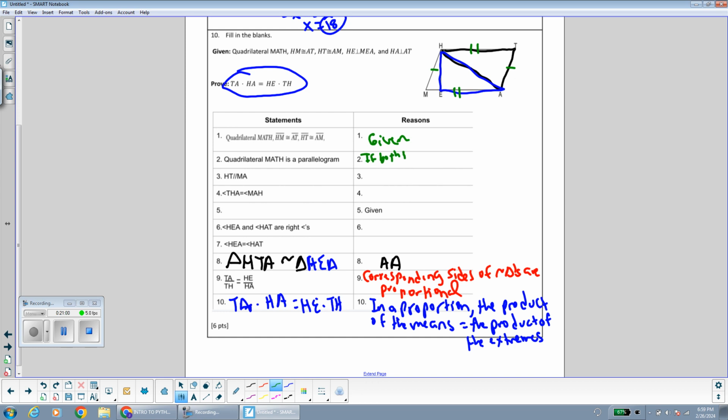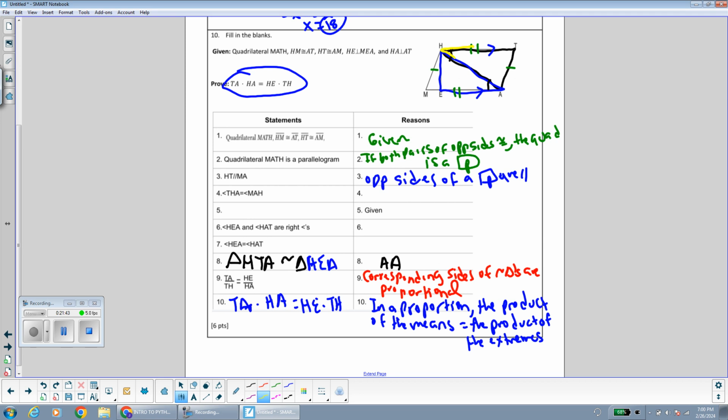If both pairs of opposite sides are congruent, the quadrilateral is a parallelogram. And now that we know it's a parallelogram, it's asking us to justify why HT is parallel to MA. Well, that's because opposite sides of a parallelogram are parallel. And now it's asking us to justify why angle THA and angle MAH are congruent to each other.